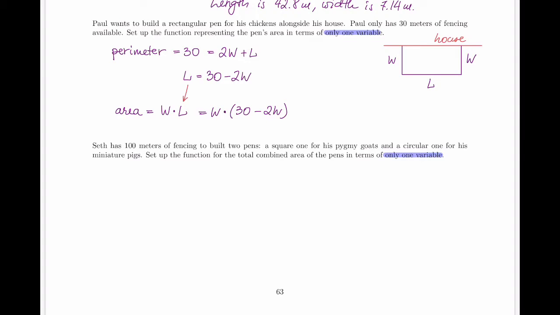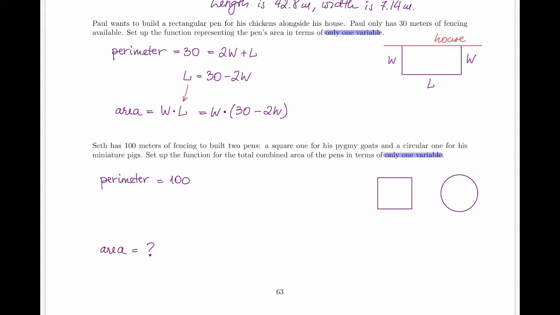And that again is in the preview of calculus because that's the function that you will be able to then apply calculus tools on. As before, let's draw a little picture. So we have 2 pens, a square one and a circular one. So let's draw ourselves a little square pen and a little circular one. What we have here is that Seth has 100 meters of fencing for both of them. So once again, the perimeter or the length of his fencing is going to be 100. And we are asked to set up the function for the total combined area of both of the pens here. Okay, so the area function is again what I am after.